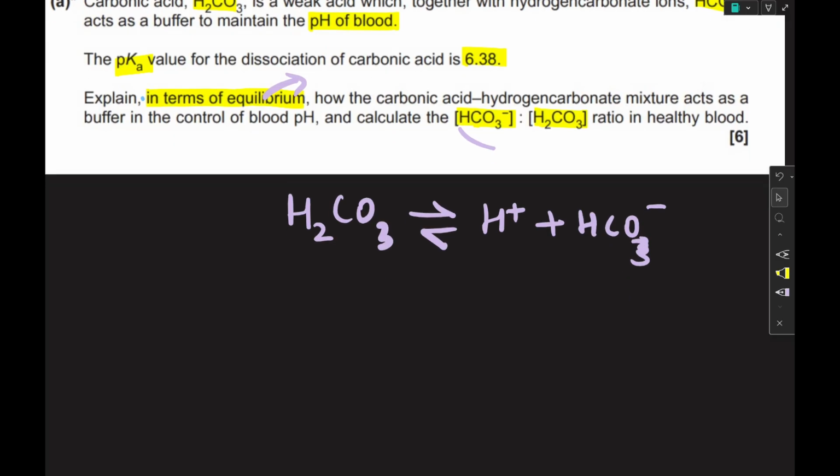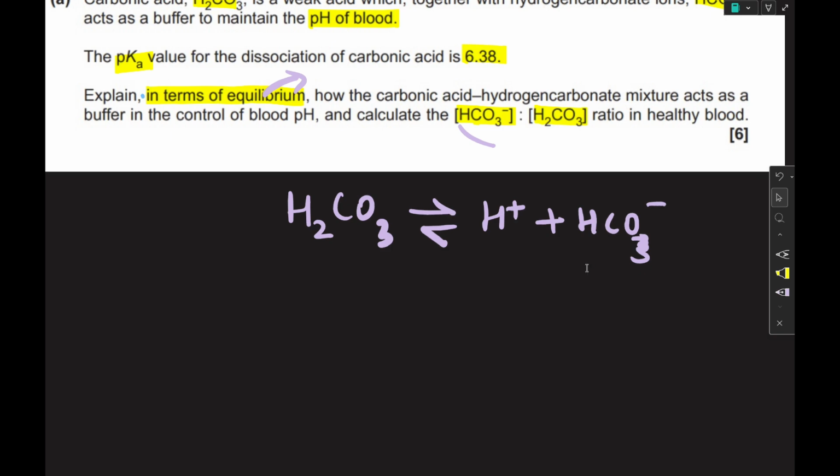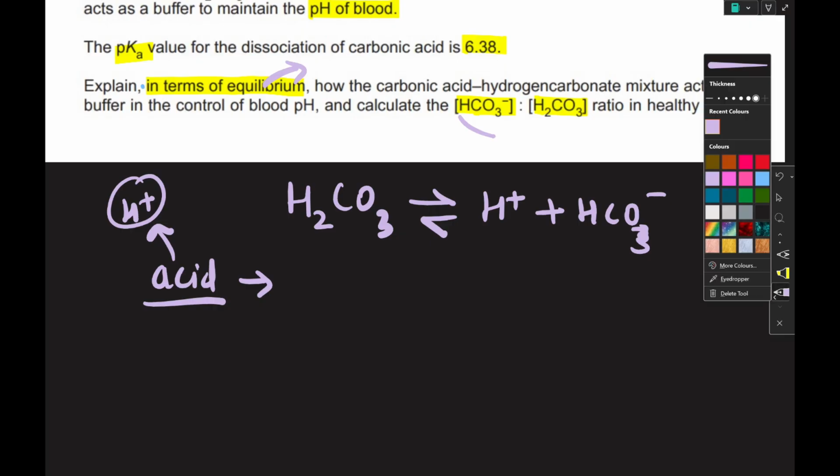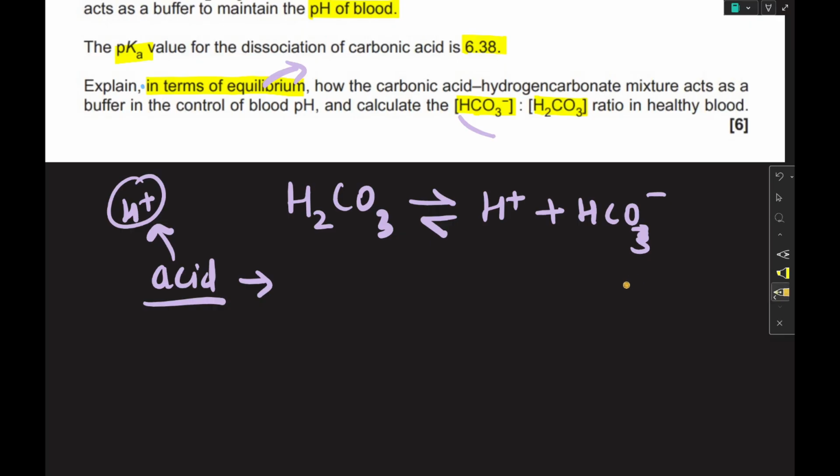And this is the whole key to the explanation of this question. You just need to talk about the shifting of equilibrium. Now, what happens if you add some acid to this equilibrium? Acid releases H plus ions, right? And you know how equilibrium works. If you increase these ions, the equilibrium tries to reduce them by shifting towards this side, meaning H plus will react with HCO3 minus to make more H2CO3, isn't it?